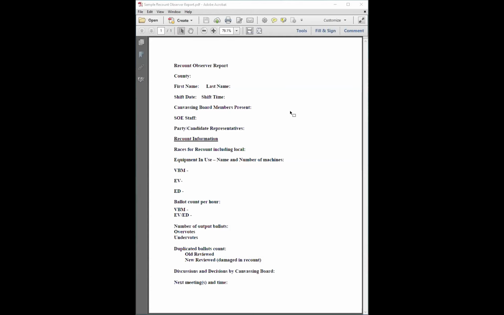Again, we talked about how canvassing board members are to be present, 2, during the whole process, and 3, if decisions are being made. So depending upon the date and time that you are there, the names of the canvassing board members who are present will change.